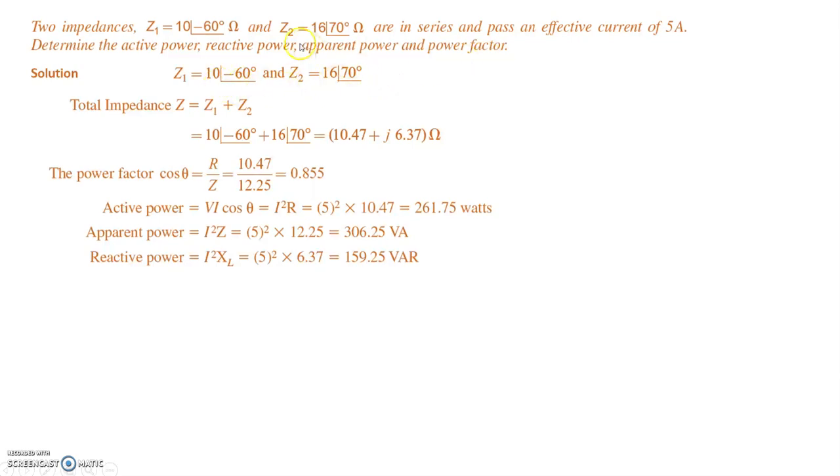Z1 and Z2 are given, and because they both are in series, the effective impedance of the circuit is Z1 plus Z2. Power factor is R by Z, which is 0.855. Active power is VI cos theta, which is magnitude of I squared into R, because the effective current through the circuit is given. Apparent power is I squared Z. Reactive power is I squared into XL.